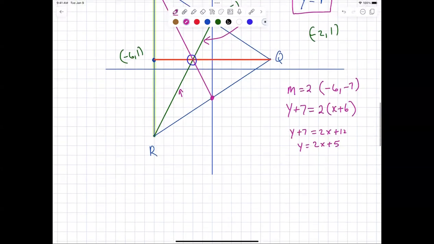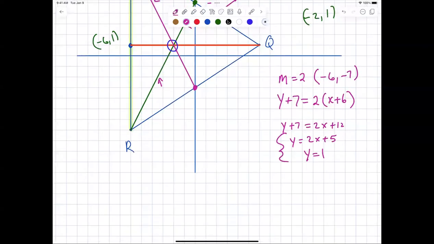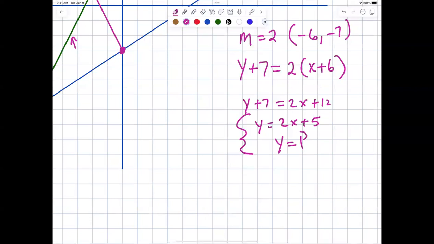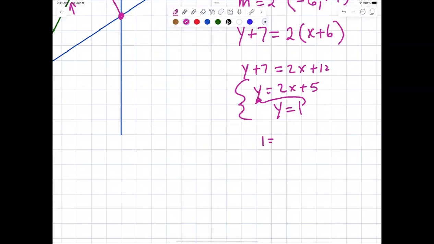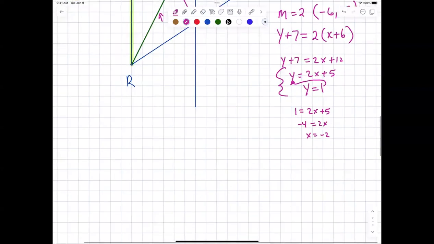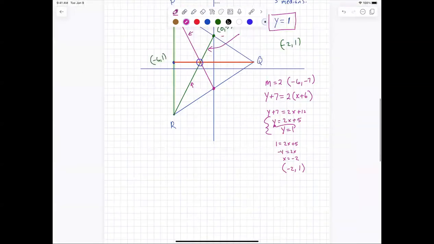Now I have these two lines, y equals 1 and y equals 2x plus 5. So now all I have to do is solve that system, and that will tell you the answer. So I plug what? 1 in for what? Y. If I plug 1 in for y, 1 equals 2x plus 5. -4 equals 2x, so x equals -2. So what's the x coordinate of the intersection? And what's the y coordinate? 1, we just showed. That's the answer: -2, 1.